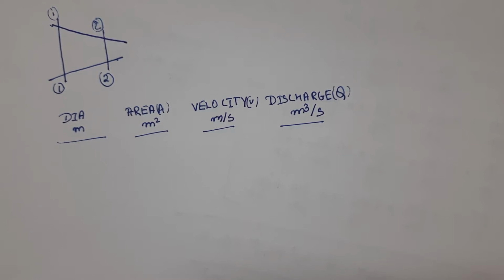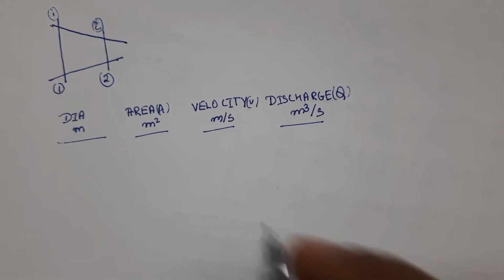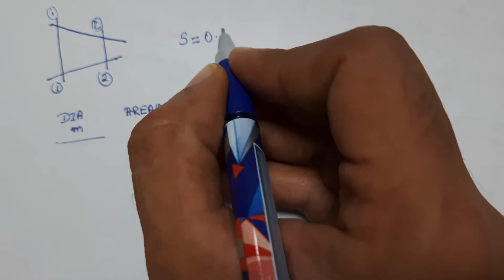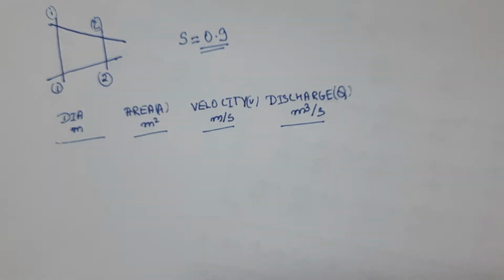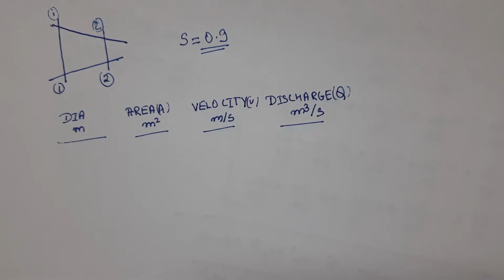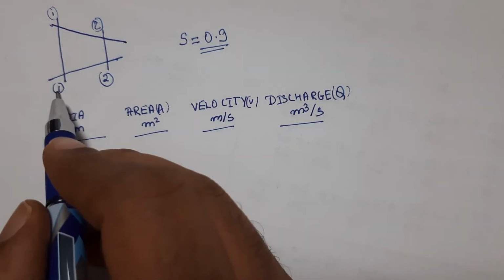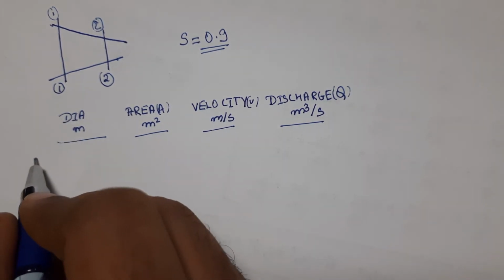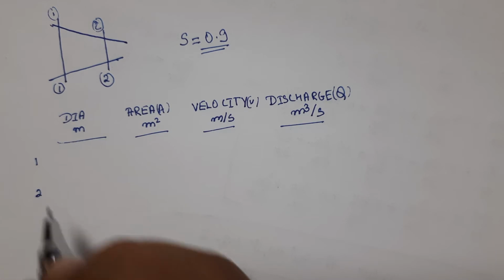In this problem, a pipe carries an oil of specific gravity S, that is 0.9, at a velocity of 3 meters per second. There are two sections here. We'll take the first section over here as section 1 and this is section 2.